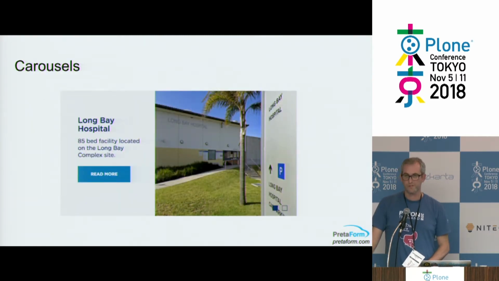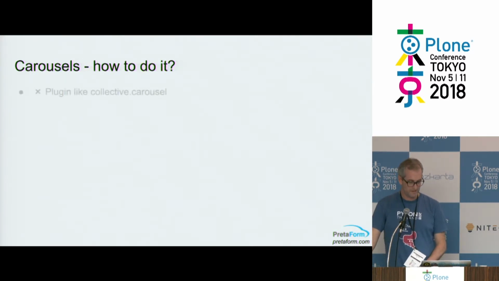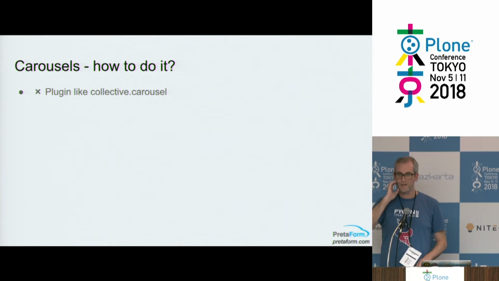So carousels is another interesting one. We've done it a bunch of different ways in the past, so I'm going to talk about that. There's things like collective carousel. We kind of got burnt by using some of the plugins. They often come with their own JavaScript. We're taking designs from designers, and they've already got their own JavaScript and everything. We don't want to worry about having this JavaScript.